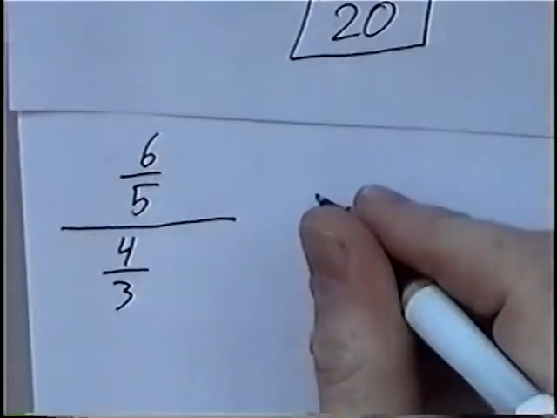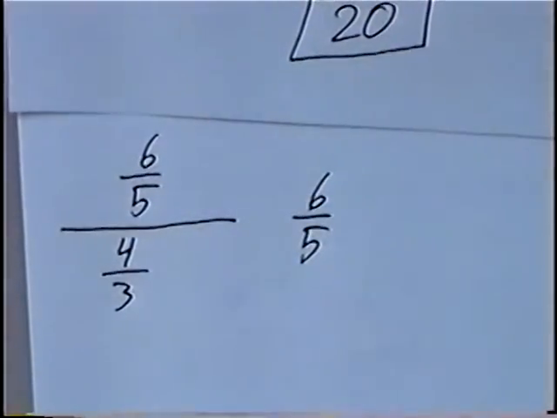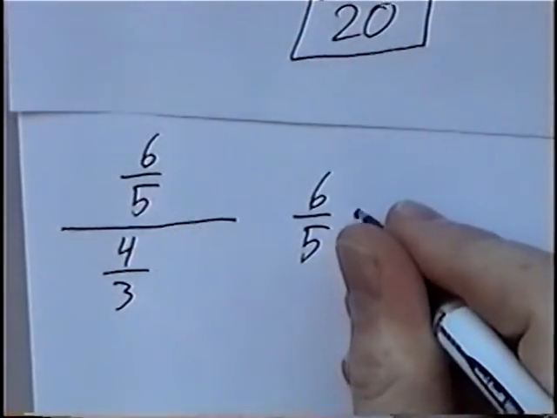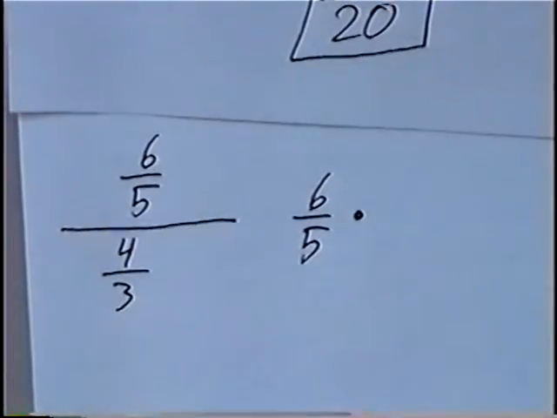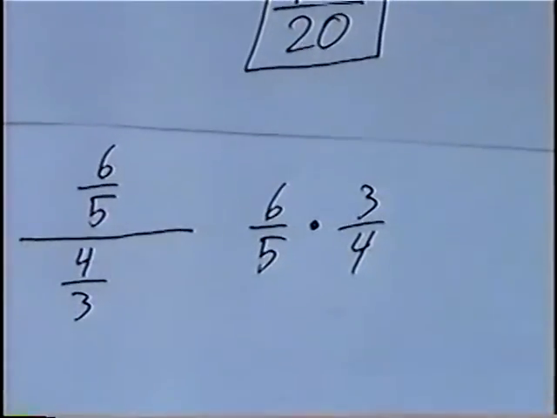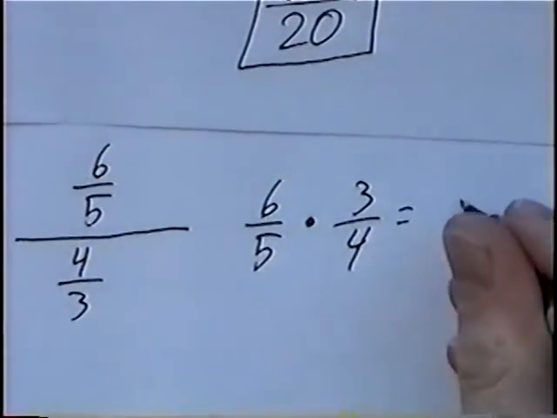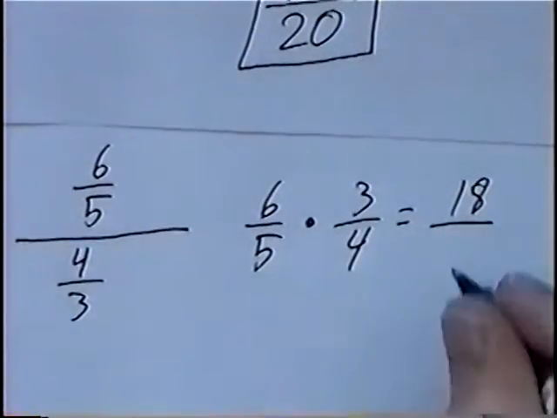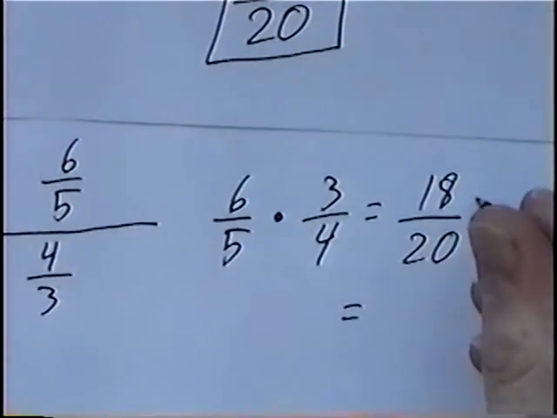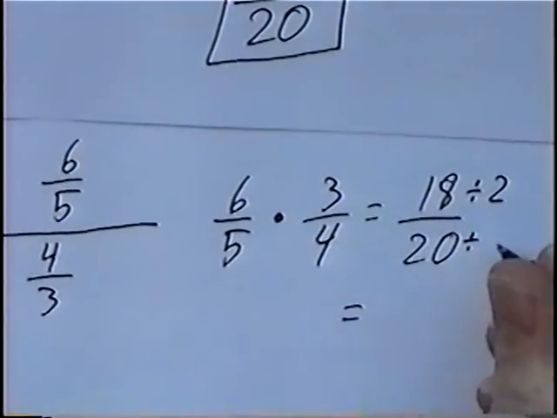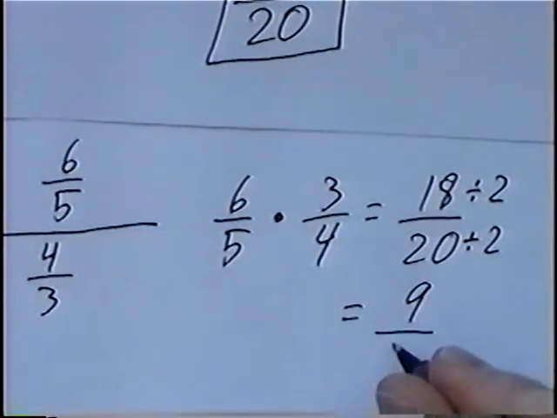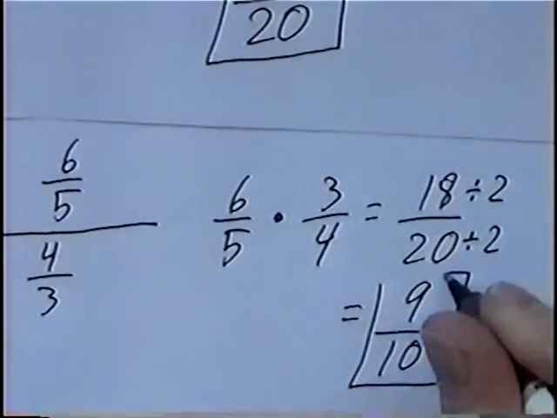If we take the first fraction and rewrite that the same, 6 over 5. And instead of dividing by 4 over 3, we can change the dividing to multiplying. And the reciprocal of 4 over 3 would be 3 over 4. Multiplying straight across, 6 times 3 would be 18. And 5 times 4 would be 20. Reducing fractions again, we can divide each by 2. 18 divided by 2 would be 9, and 20 divided by 2 would be 10. So our final answer would be 9 over 10.